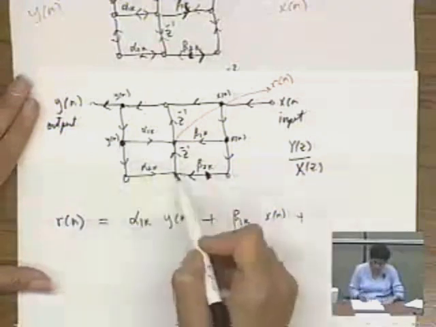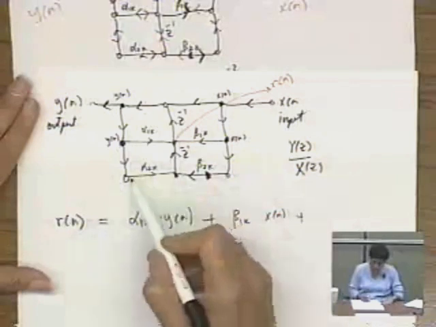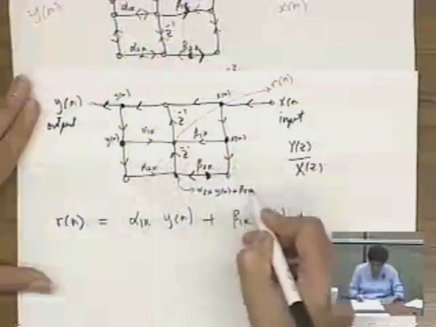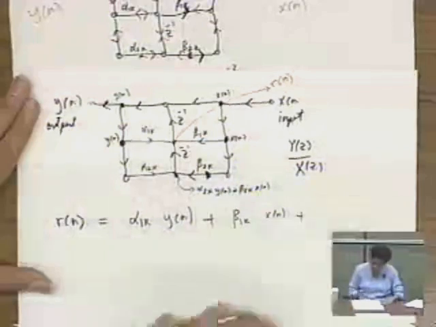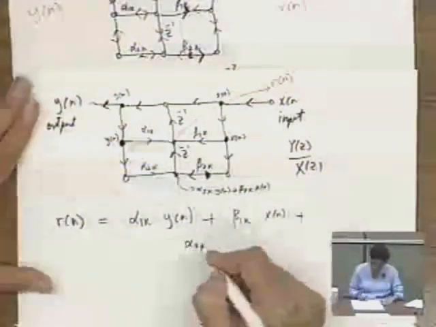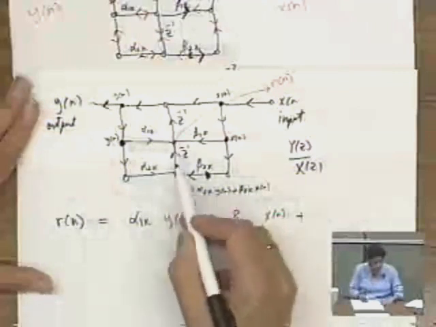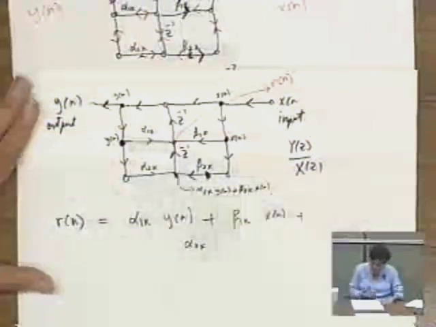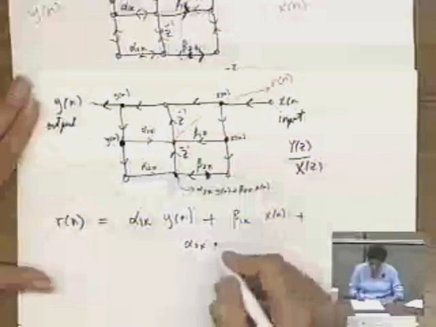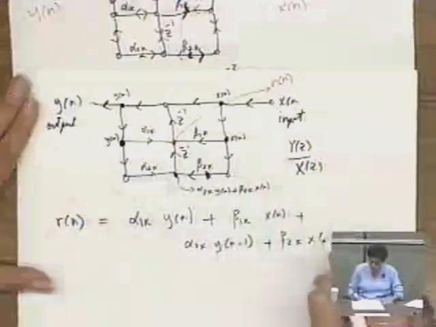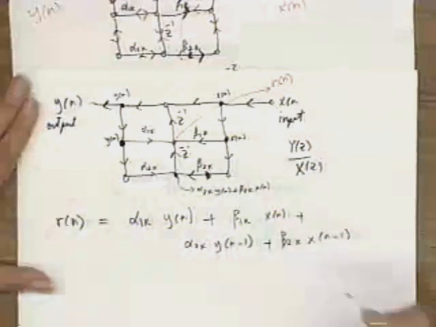Now, what's this point? Well, if this is y of n, this point seems that it's the sum of two things, alpha 2k times y of n plus beta 2k times x of n. So this will be alpha 2k times y of n plus beta 2k times x of n. Now we have to delay that by 1 unit, so replace all the n's with n minus 1. So it will be alpha 2k times y of n minus 1 plus beta 2k times x of n minus 1.